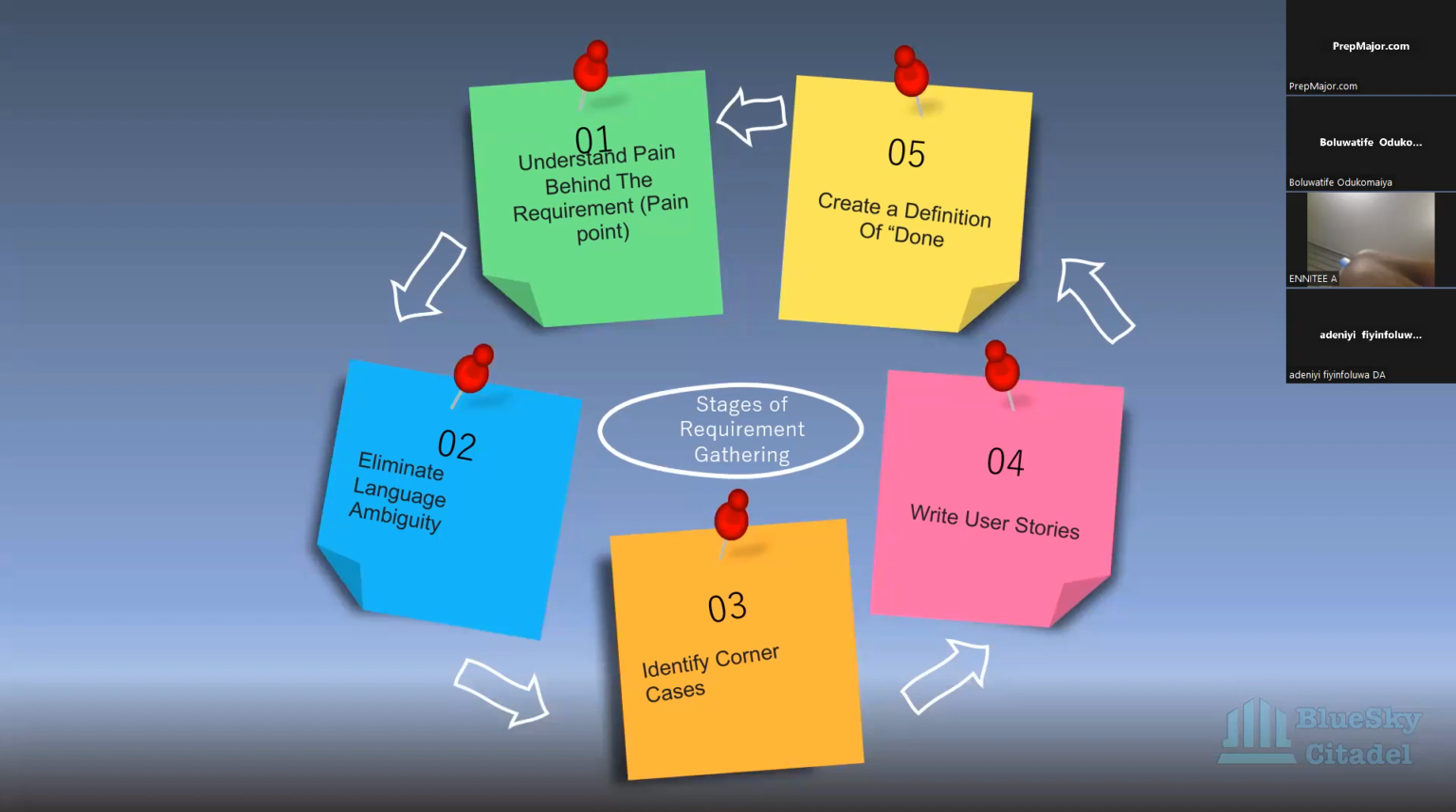Identify corner cases. So corner cases simply means, in software development, there are times that things go in the happy path. So happy path is simple. Oh, this is if we do this, this is what will happen. But there are situations whereby what if it doesn't happen that way? What if there are issues that come up? So you want to identify issues that might arise.